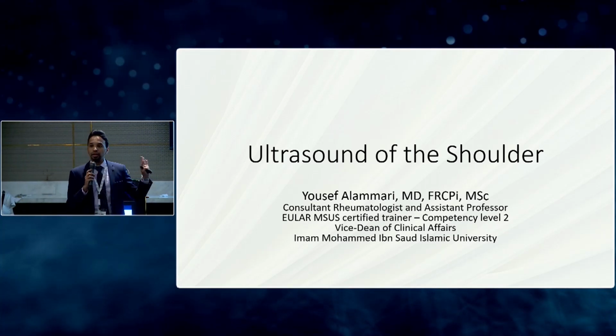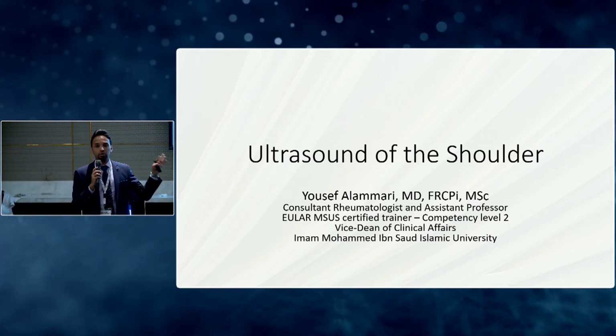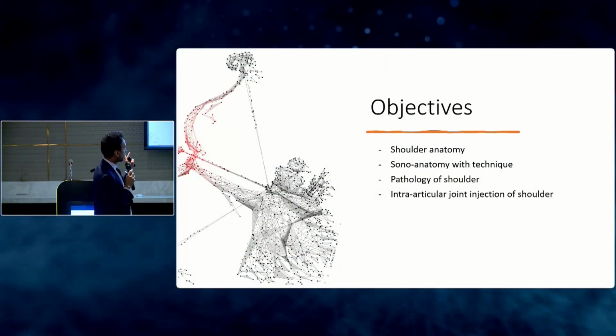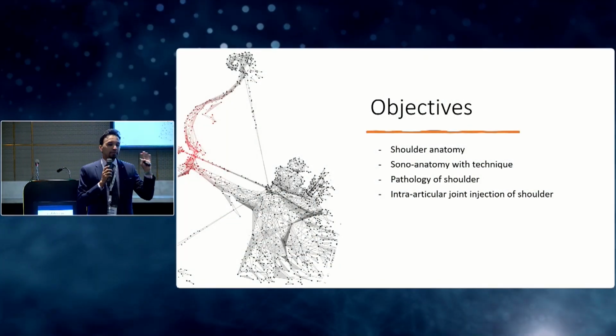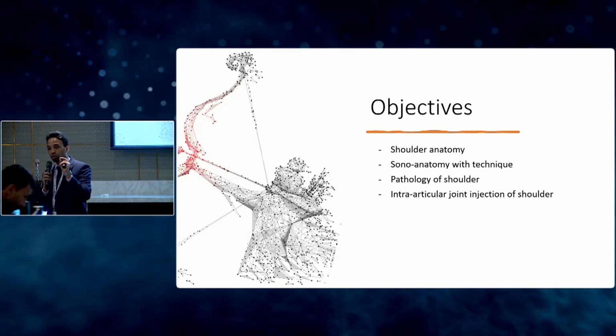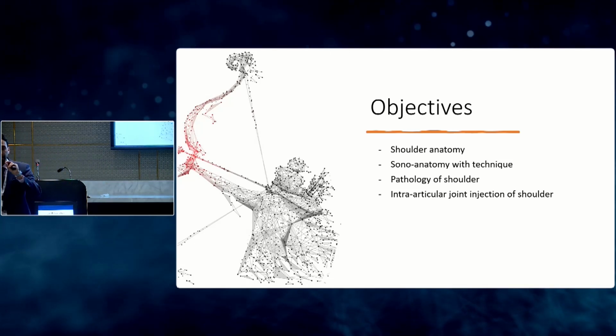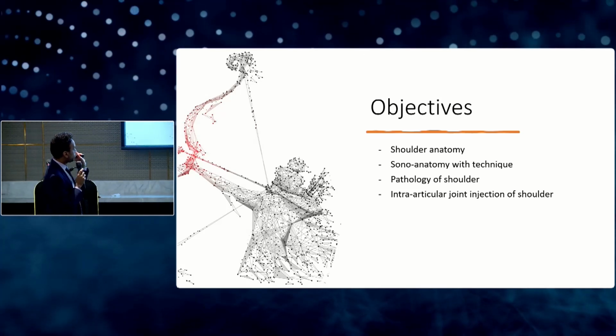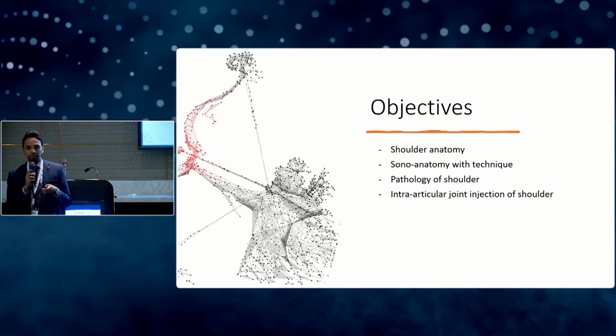I've tried to make it as simple as possible, for the basic and intermediate level. Definitely we need to understand our basic anatomy of the shoulder and then how to do the scanning technique. So our objectives today: we're going to talk about the shoulder anatomy, the sono anatomy, which is a very important thing that we need to see in our ultrasound, pathology of the shoulder, and intra-articular joint injection briefly.